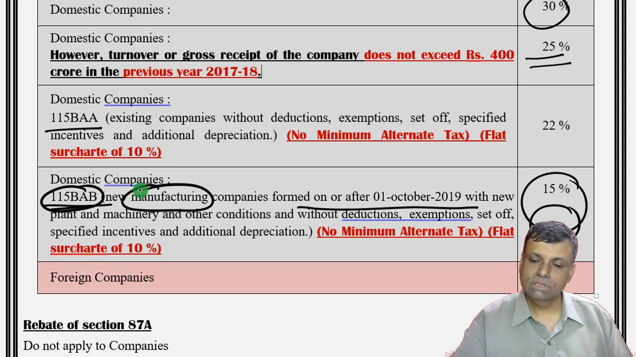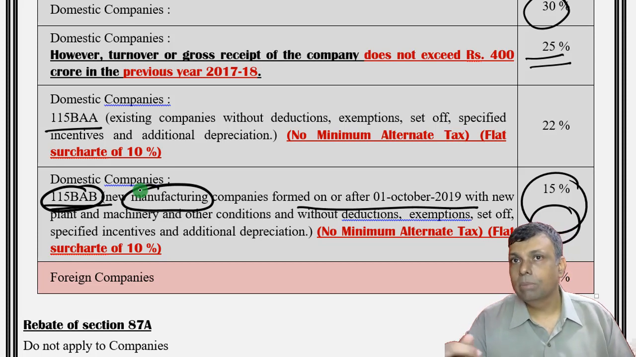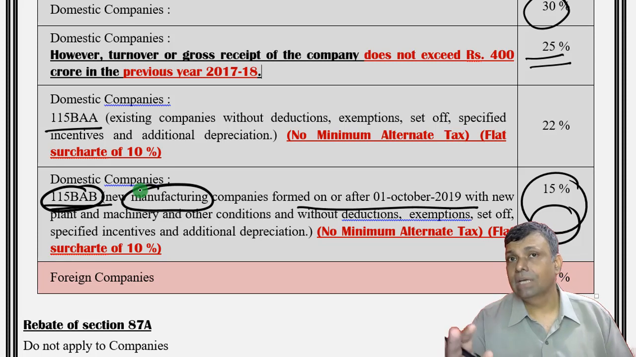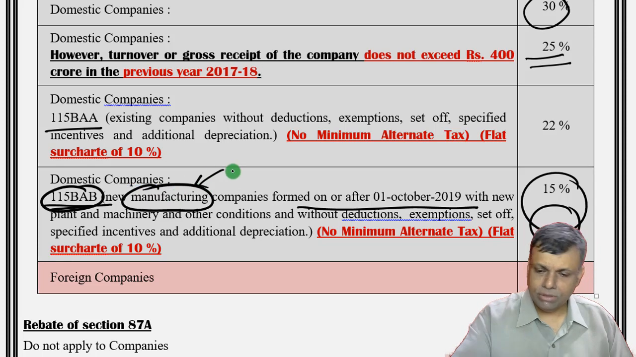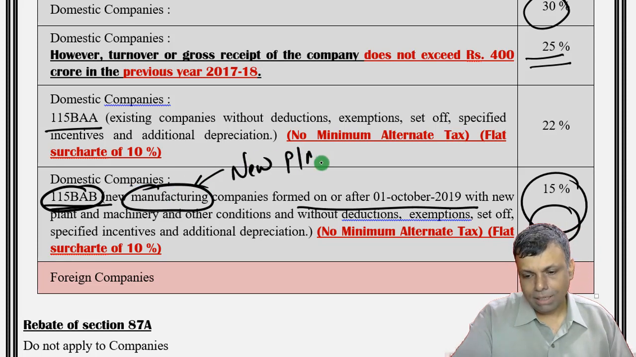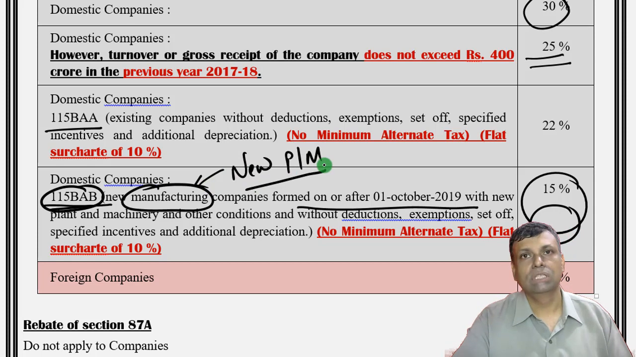Of course you have to start your commercial production by the specified date which is provided in 115BAB. So basically you have to be a new manufacturing company and you have to start your commercial production within the specified time. In this manufacturing, you also have to employ new plant and machinery. That is another very important, logical condition. New plant and machinery has to be employed. The government wanted to promote the manufacturing sector in the country, to create jobs in the country, and that is why this particular scheme was implemented.